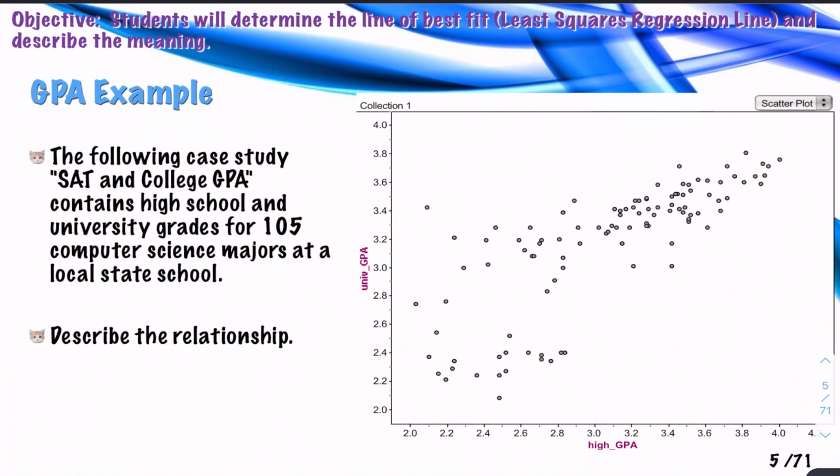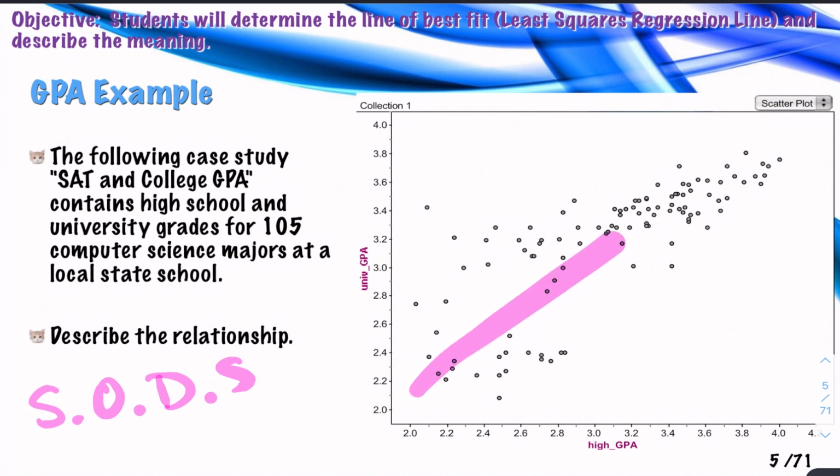And what better way to start with an example? Now, many of you guys are applying to college, so this is really relevant to you guys. The following case study, SAT and college GPA, contains high school and university grades from 105 computer science majors at a local state school. Now, I'm going to ask you, describe the relationship. So if you break out shape, outliers, direction, and strength, we would say this is a moderately strong, positive linear relationship with few outliers that don't really change this being a linear relationship.